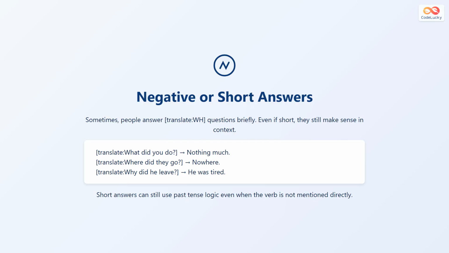Sometimes people answer WH questions briefly, but they still make sense in the situation. For example, what did you do? Nothing much. Where did they go? Nowhere. Why did he leave? He was tired. Even short answers like these are understood because they fit naturally in conversation. Remember, the logic of past tense still applies, even when the verb is not repeated in the answer.